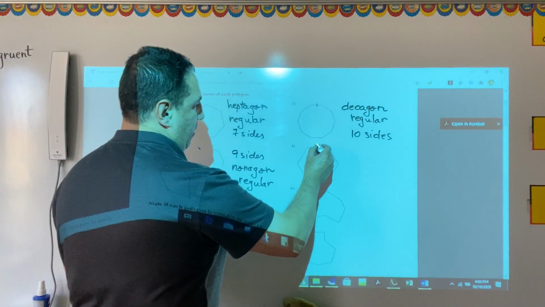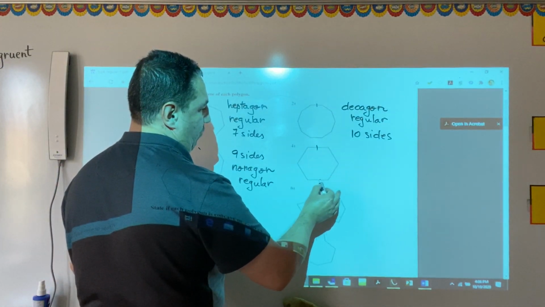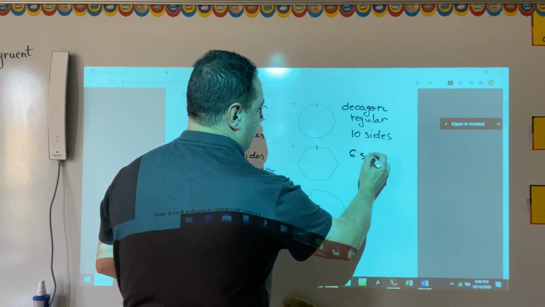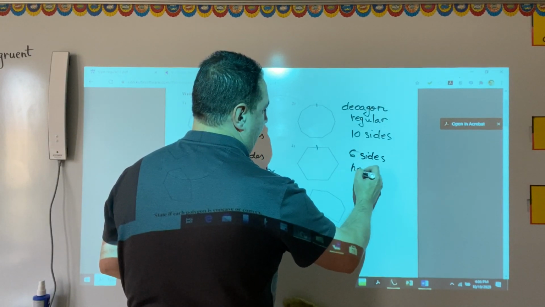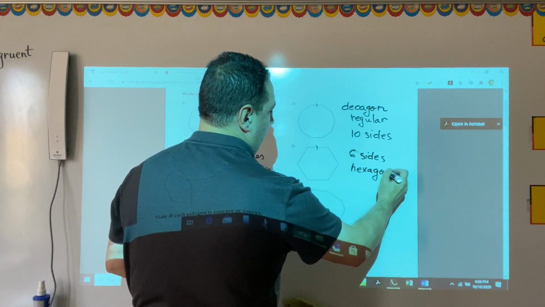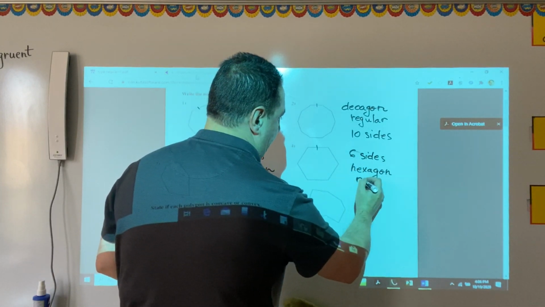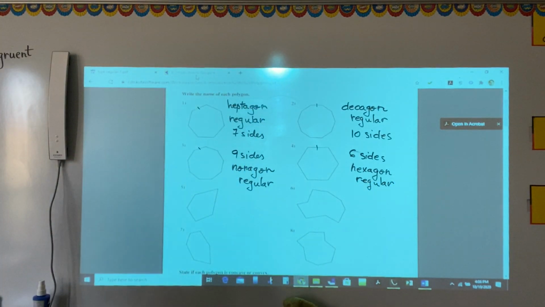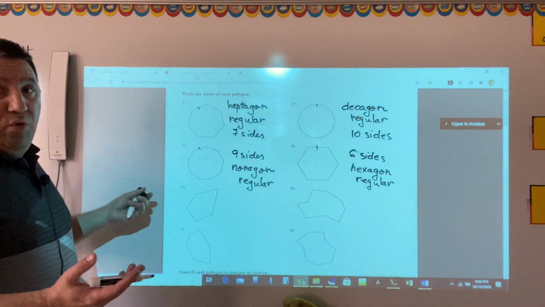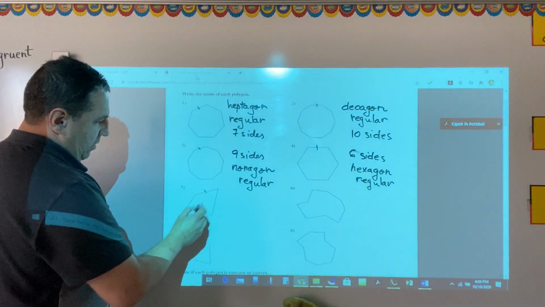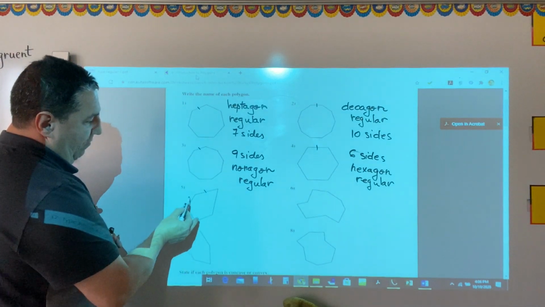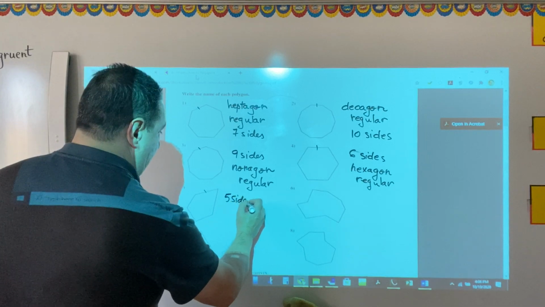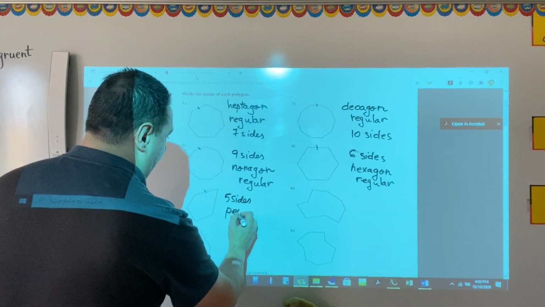Next, we count 1, 2, 3, 4, 5, 6. So 6 sides is a hexagon and is regular. Next, again, we count the number of sides. 1, 2, 3, 4, 5. So, because it has 5 sides, it is a pentagon, right?